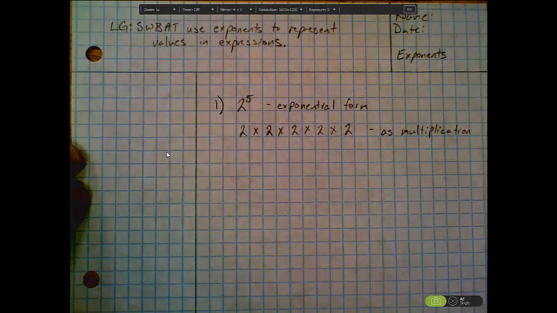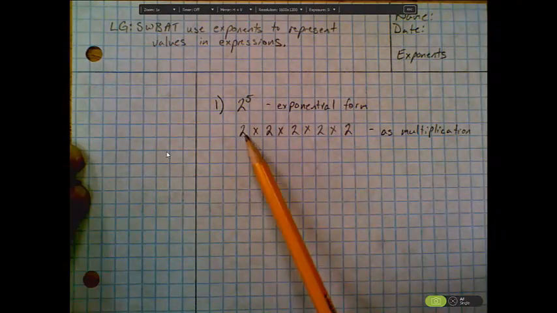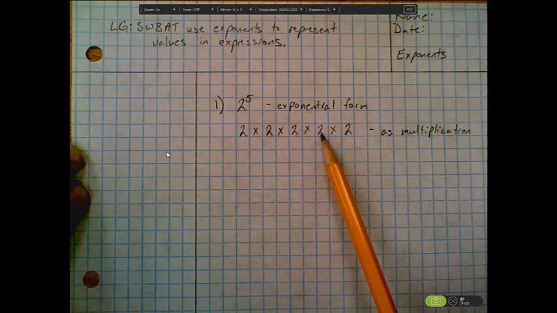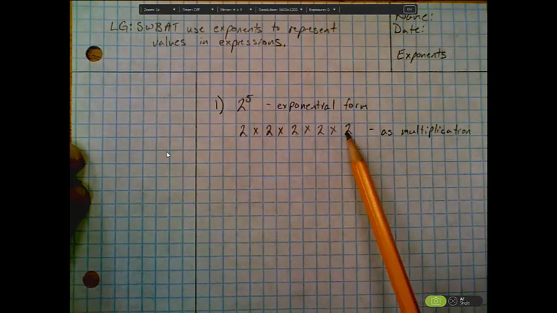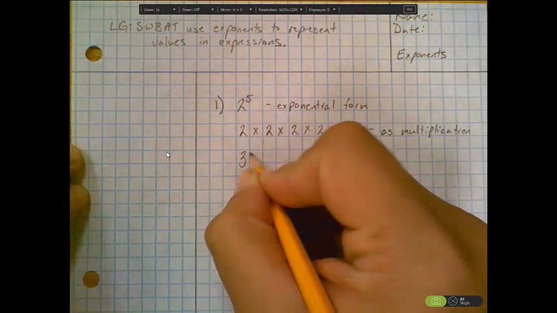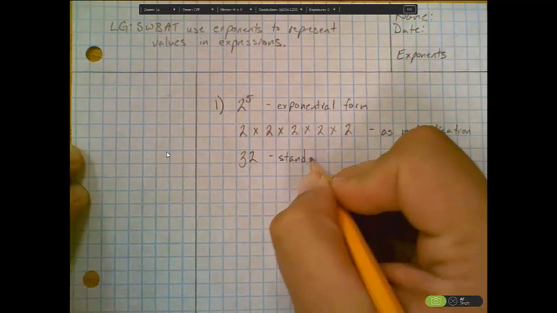The third way we can write it is as standard form, and when we write it in standard form, we just solve this multiplication problem. So 2 times 2 is 4, times 2 is 8, times 2 is 16, times 2 is 32. This represents 32, and that's standard form.